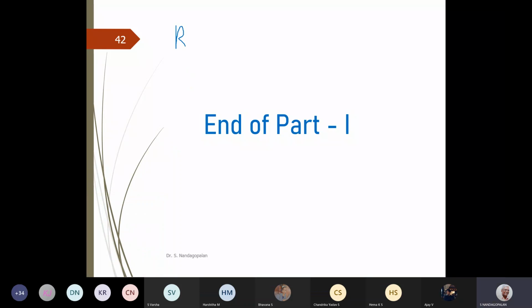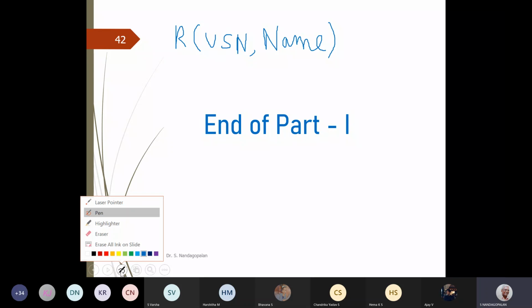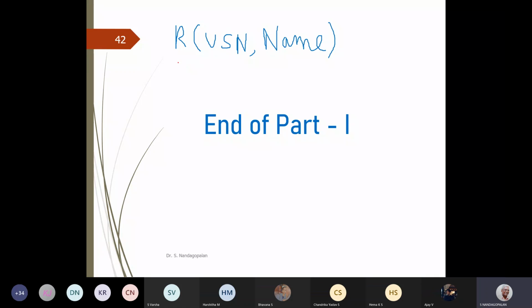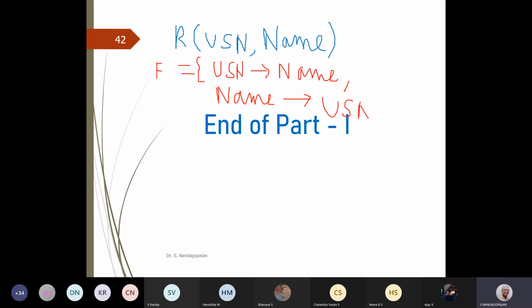See, I have R with USN, comma, name. And FD1 is USN arrow name, and FD2 name arrow USN. So what is my left hand side?